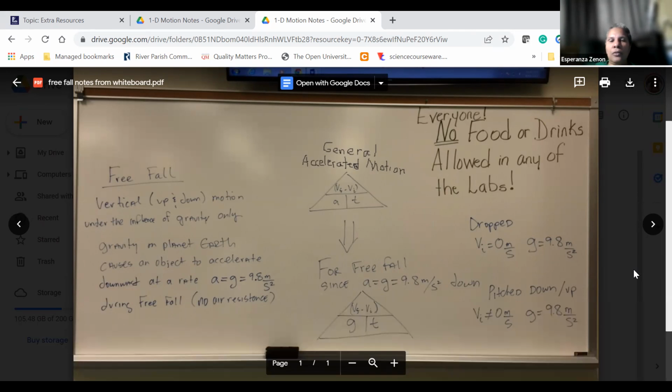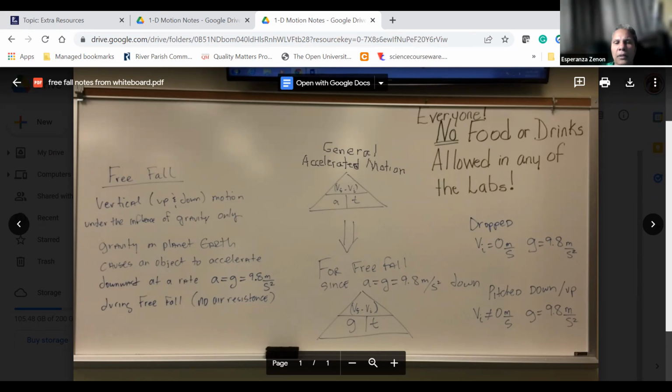I like to refer to them because sometimes seeing these things in a picture format is better than me just talking about it. So you see on this screen, I define what free fall means for you again. But here's the thing that I do that's very helpful.